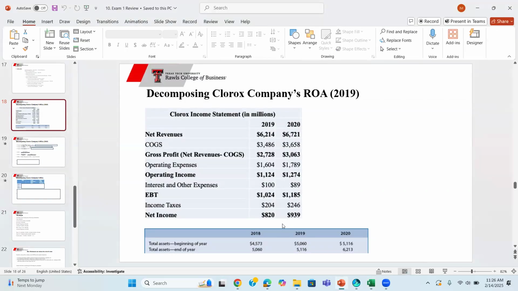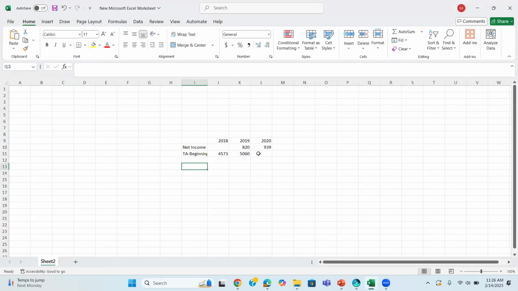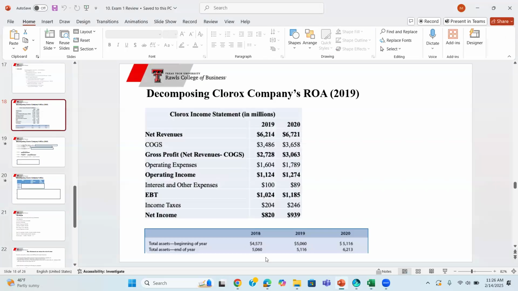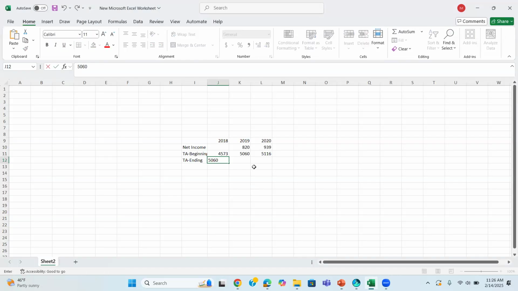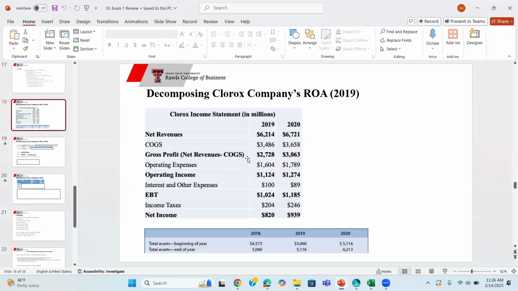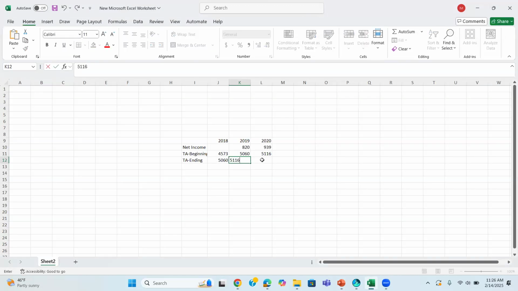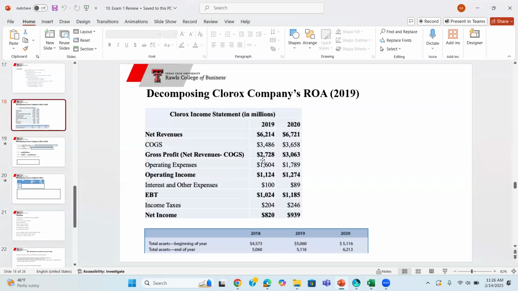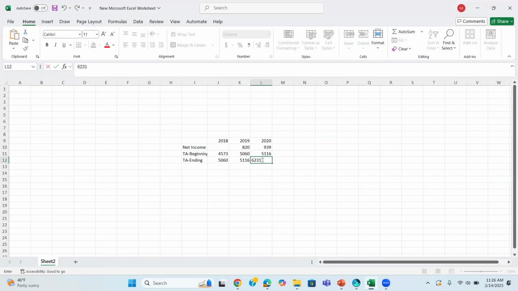5060, and then 5116. 5116. And our TA for ending in 2050, 5116 and 6213. Sorry, 6213.